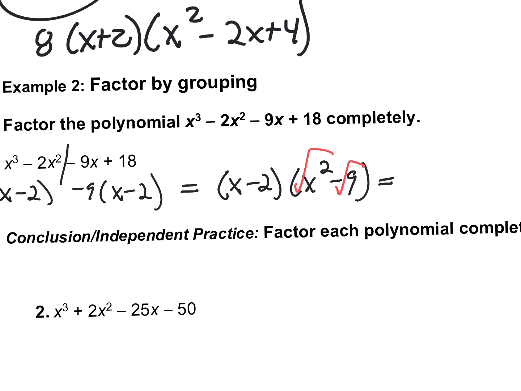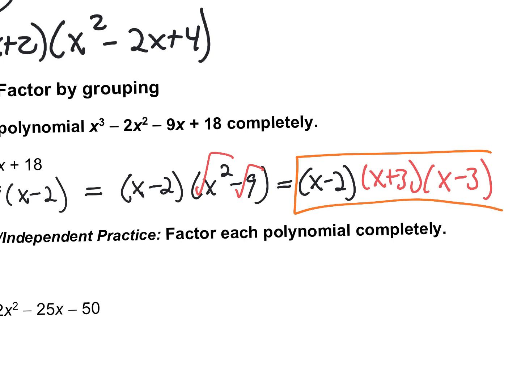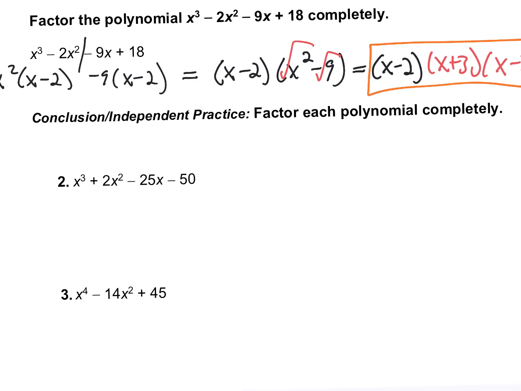So the x minus 2 is a factor, but x squared minus 9 factors to be your x plus 3, x minus 3. And now it's a product of prime polynomials. I can't take anything else out. No GCF, no perfect squares, no AC grouping. That is done. So these last couple problems of the day have you using multiple methods to factor.